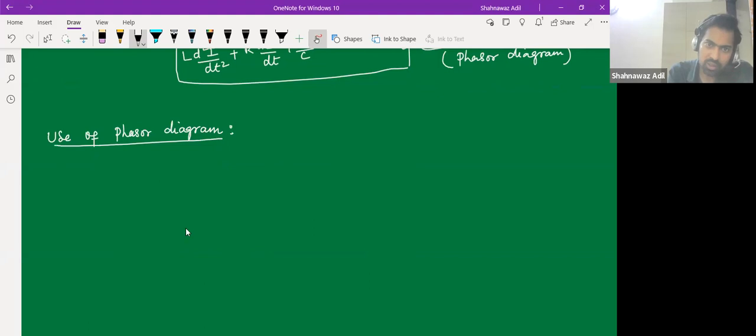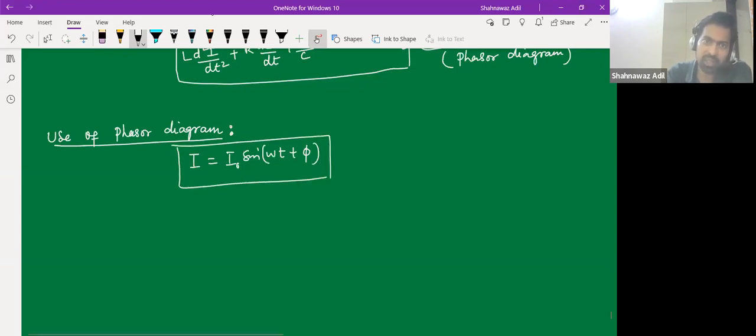Right. So to use the phasor diagram, we will assume that I have a current which is some I naught sine omega t plus some phase difference. Okay, so this is my current.